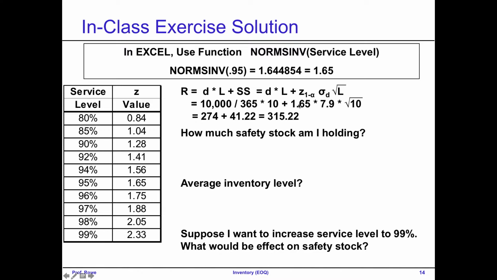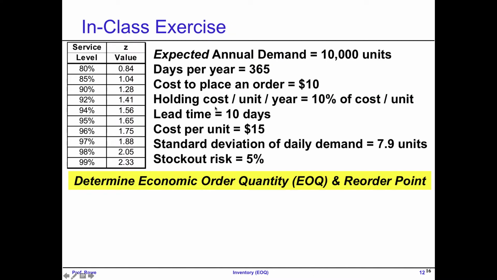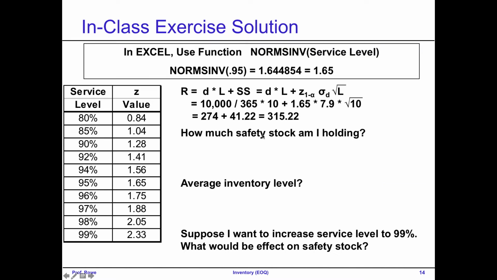Then here we have the 1.65, and we calculate the 1.65 because we want to find the probability of not stocking out. And so the probability of not stocking out is 1 minus the probability of stocking out. And as we look back here, our stock out risk is 5%. So 1 minus 5% would be 95%. We look at our table and we see that our Z value will be 1.65.